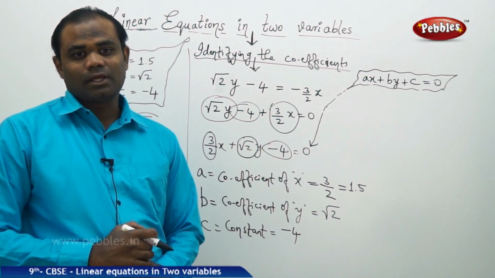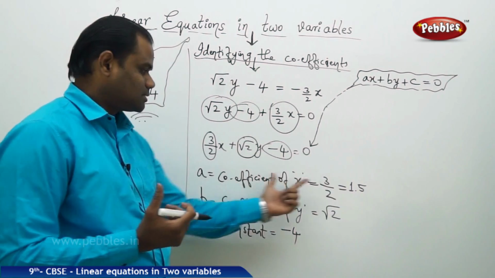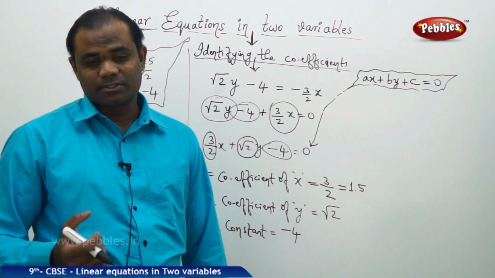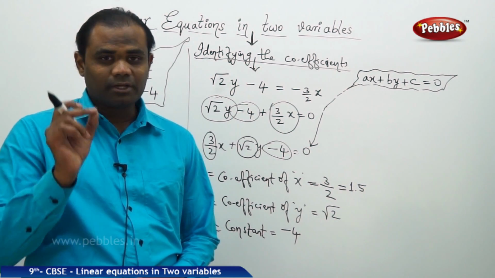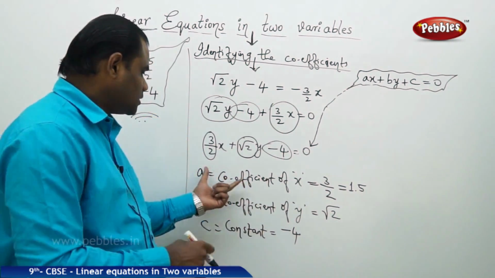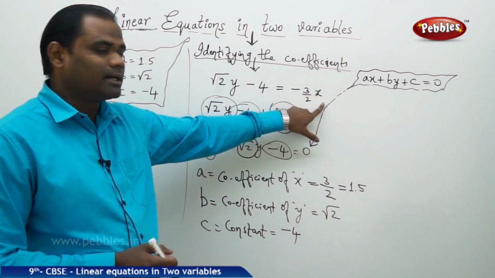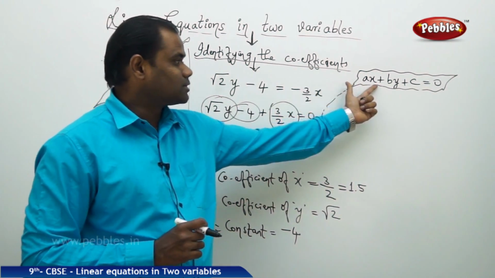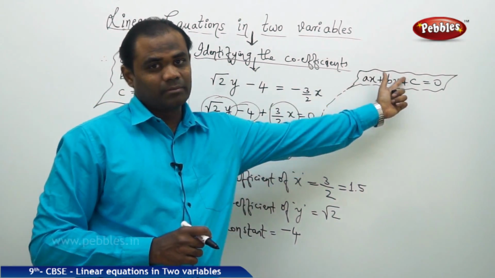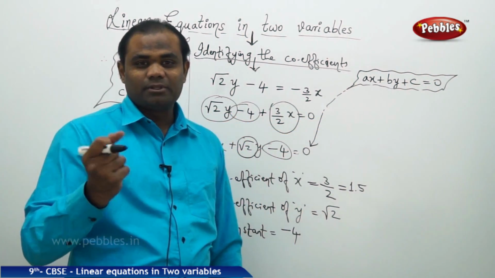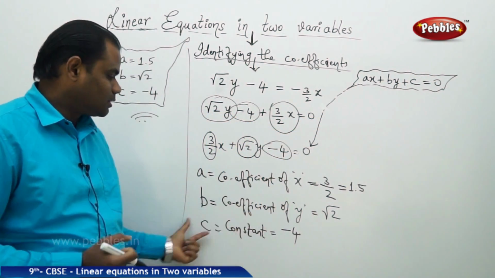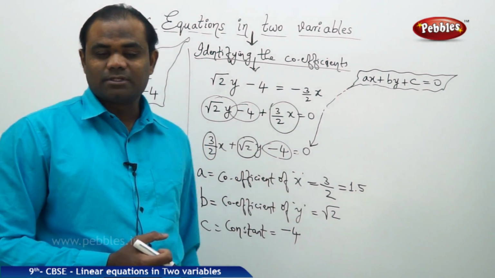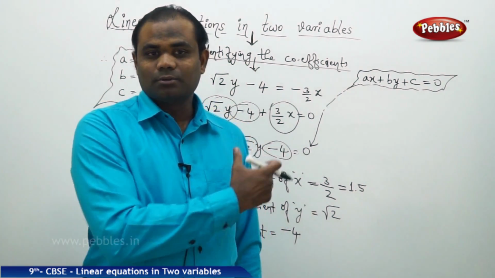is how I understand the identifying of the coefficients in the linear polynomial in two variables x and y. A is coefficient of x, 1.5, B is coefficient of y, root 2, and C is constant, minus 4. But it's very important to note that this formula is not applied directly in the unsimplified form. The rule is about converting the given linear equation into the standard form ax plus by plus c equal to 0, and then pick the values of a, b, and c using the formulae as learnt. A, B, C can be found using the process.